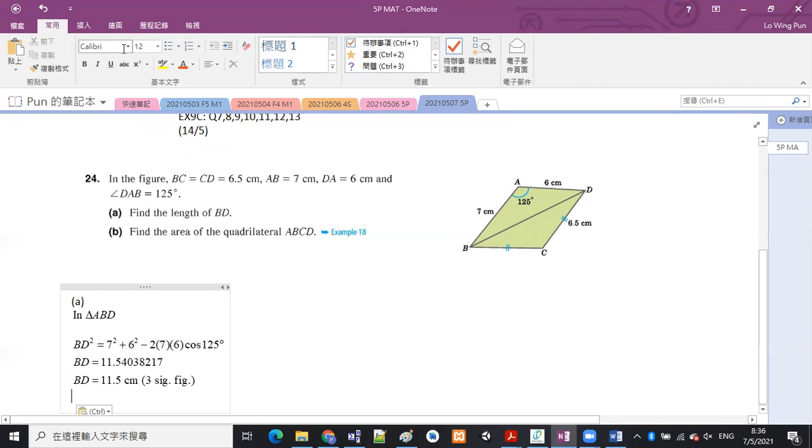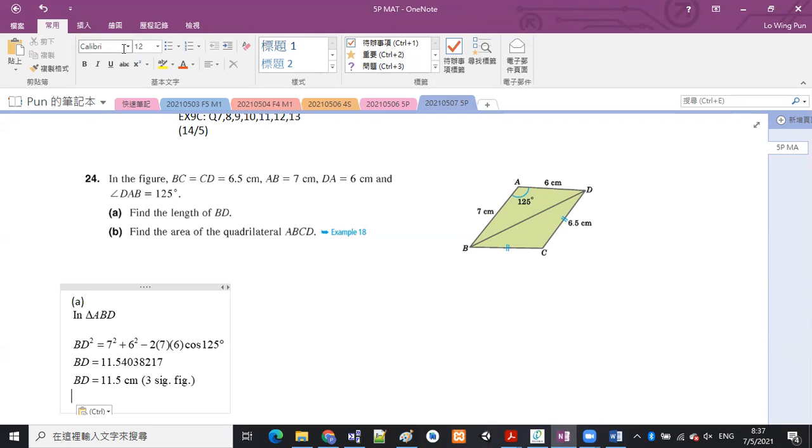Okay, and then part B, find the area of the quadrilateral ABCD. So ABCD is not a standard type of quadrilateral. So we do not have a formula to find the area of it directly. But it is already divided into 2 triangles. So can we find the area of these 2 triangles?